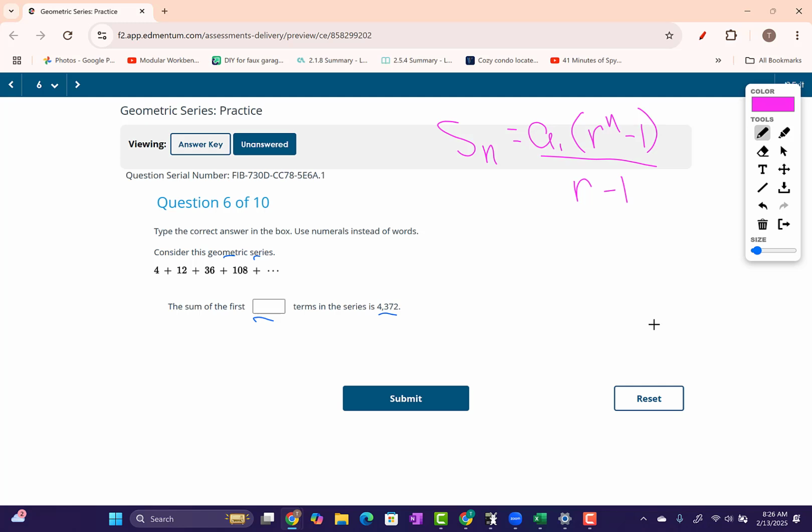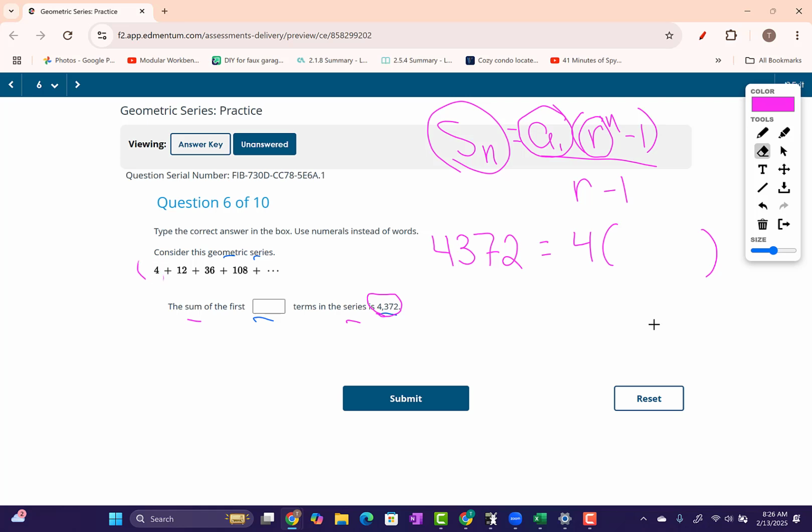So let's set this problem up. So let's start with S sub n. Let's think about, okay, what does this number 4,372 represent? Well, it represents the sum of the series. And that's what S sub n represents. So they give us S sub n in this problem, 4,372. We obviously know the first term in this problem, a sub 1, that's just 4, multiplied by the ratio. So this is our common multiplier.